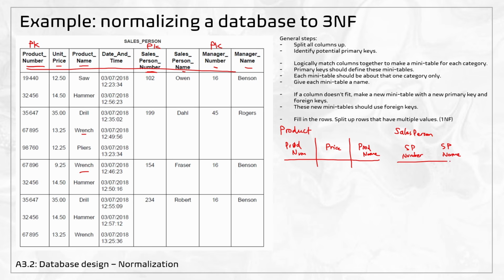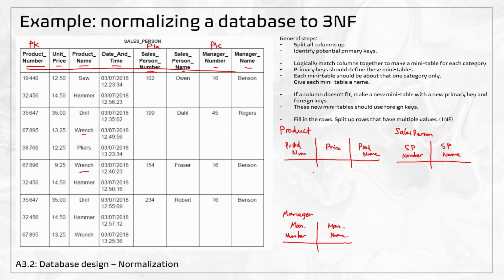So we have SP number, SP name, and that's going to be the columns for salesperson. Now let's do manager. So let's just write manager over here. This will be the table title. And now let's do manager number and manager name. So we've now got 3 different tables, and we've also given each mini table a name as well.